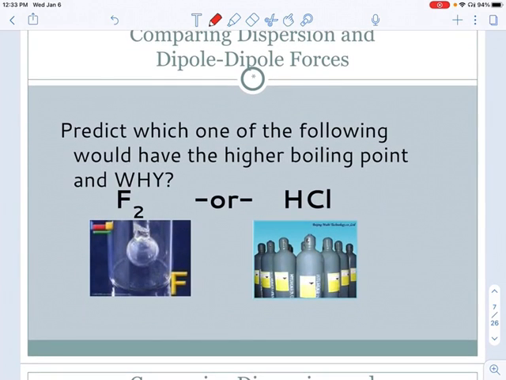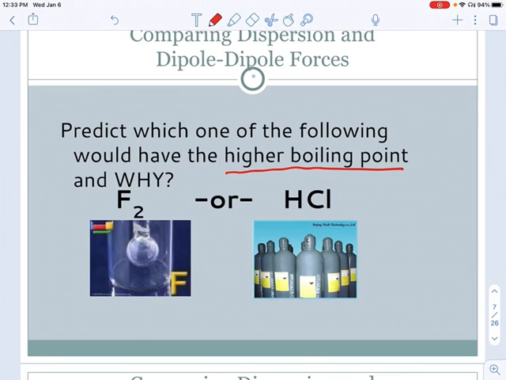Let's take a look at a question. Predict which one of the following would have a higher boiling point, fluorine, F2, or HCl. Take a second to think about that. So we want to think about which of these substances has stronger intermolecular forces, because when we boil a substance, we are breaking the intermolecular forces between molecules. We are freeing molecules from the liquid.